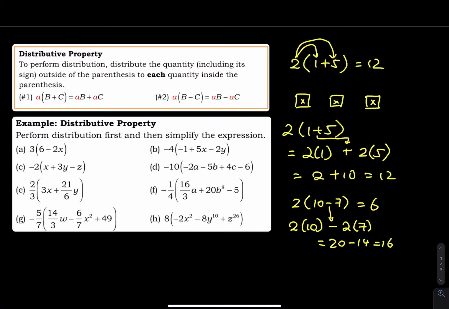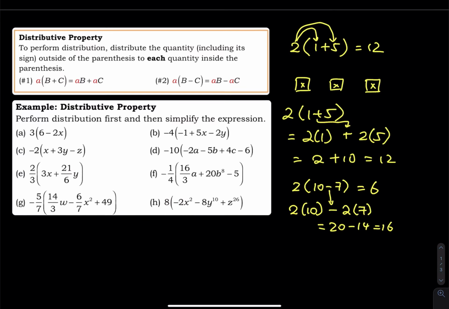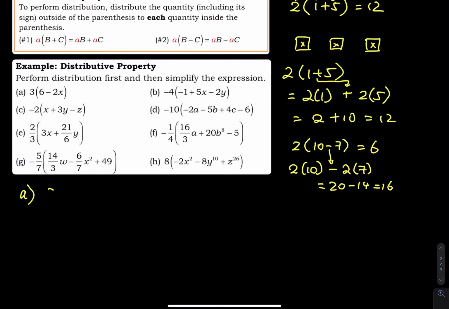Okay, let's take a look at this exercise. The first one we have is 3 times 6 minus 2x. So you distribute the 3 to the 6 and the 2x, so that will be 3 times 6. The minus will carry over, and then 3 times 2x. So 3 times 6 is 18. 3 times 2x, we do number times number, right? 3 times 2 is equal to 6. So that will be 18 minus 6x.